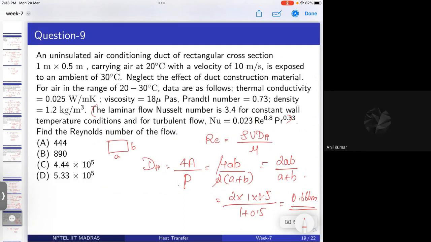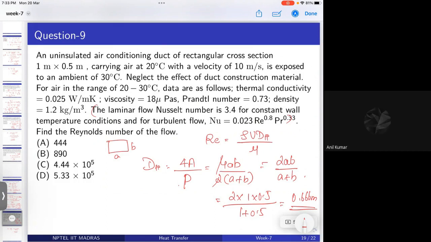But sir, for the constant temperature condition they are writing laminar flow Nusselt number, which I don't get. For constant wall temperature condition it is written. Okay. So is it relevant that there is no constant temperature condition? No, the question is asking for the Reynolds number, right? So if you are asked to find out something, I don't know why you are guessing something.